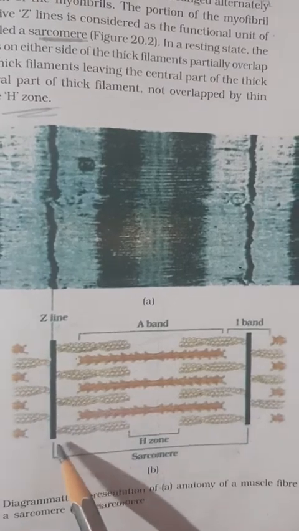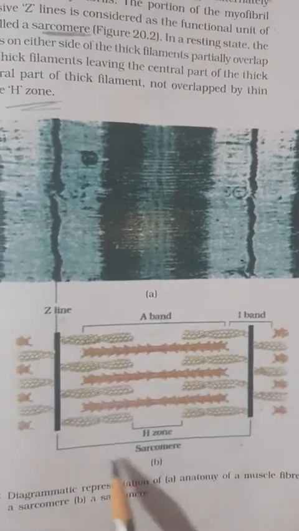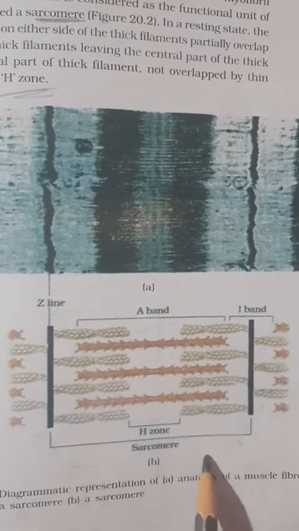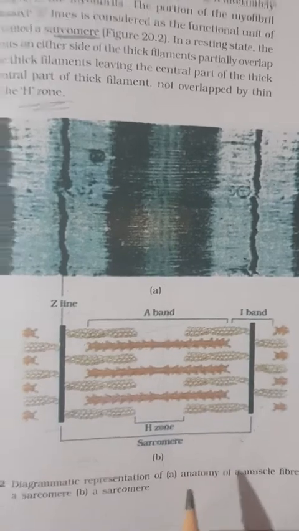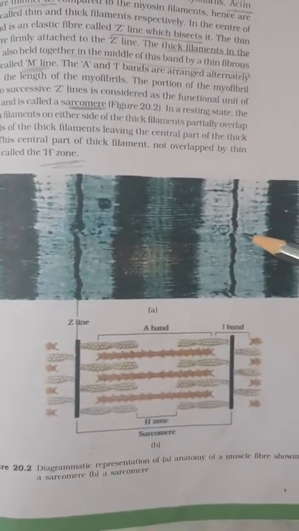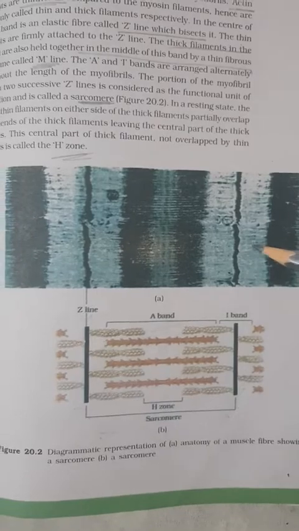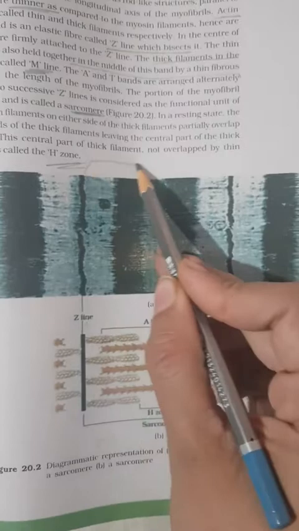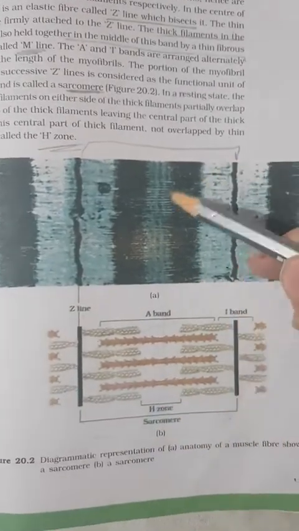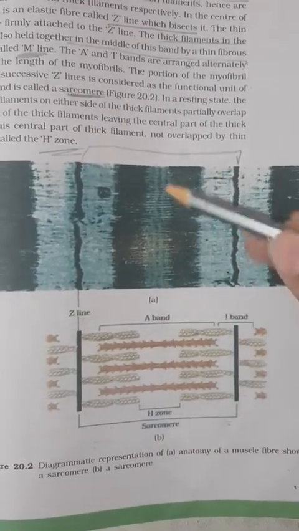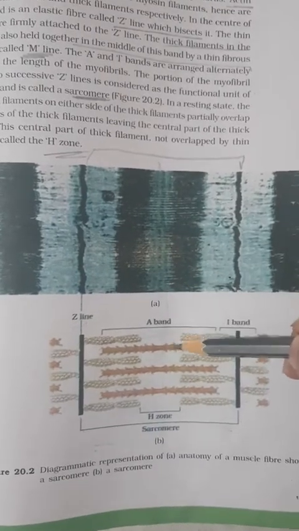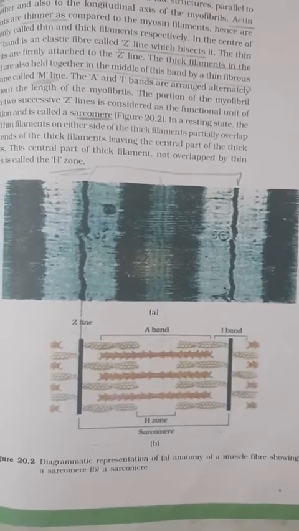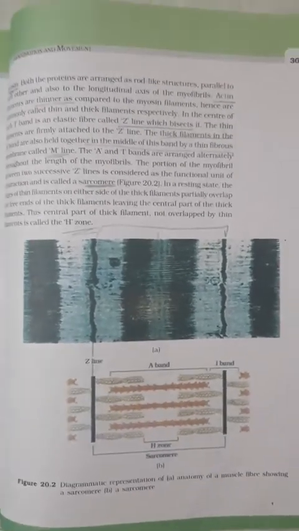Now, the region between two Z lines is called a sarcomere. So this sarcomere, children, is the most functional part of a muscle protein. So over here, if you see this anatomy of the muscle fiber, these two lines are the Z lines, and this whole portion is referred to as the sarcomere. In between, you have the H zone, and in the center, this is the M line. So the contraction and relaxation of muscles happens through this shortening of sarcomeres, which I will discuss in the next lecture video.